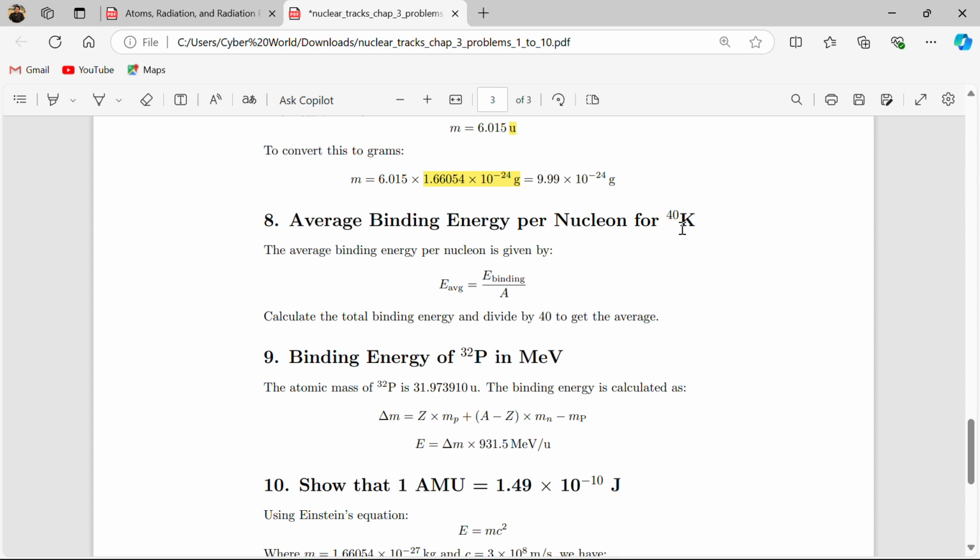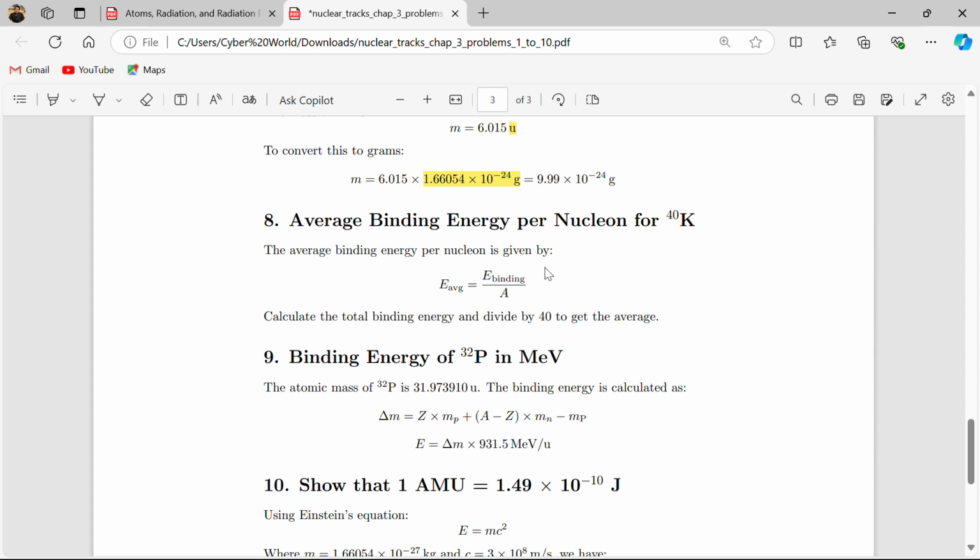So in potassium-40, which is 19 K 40, it has 19 protons, and 40 minus 19 becomes 21 neutrons. So 19 multiplied by the mass of a proton, plus 21 multiplied by the mass of a neutron, multiplied by c squared, and finally you will get the binding energy. After this, you have to find the binding energy per nucleon.